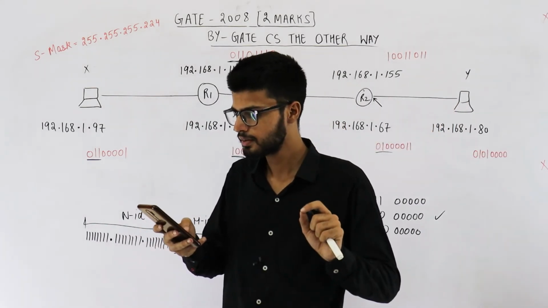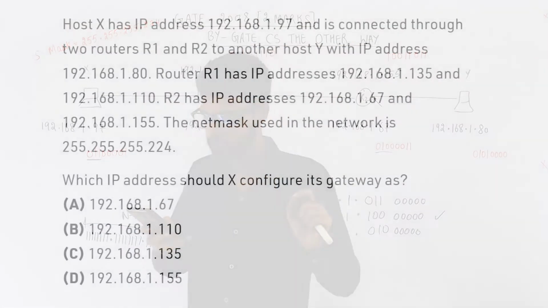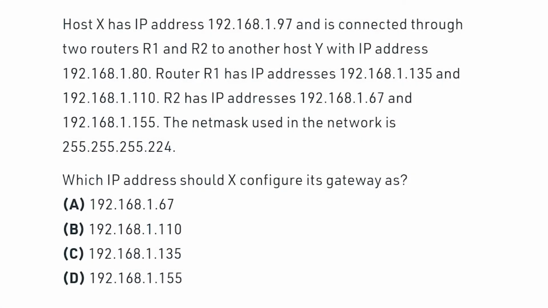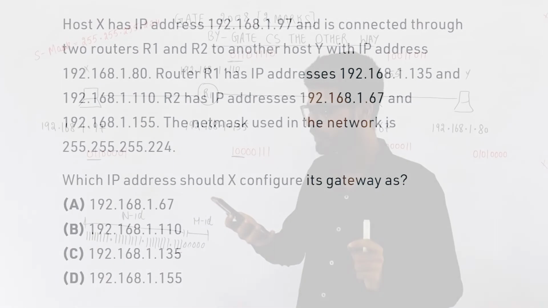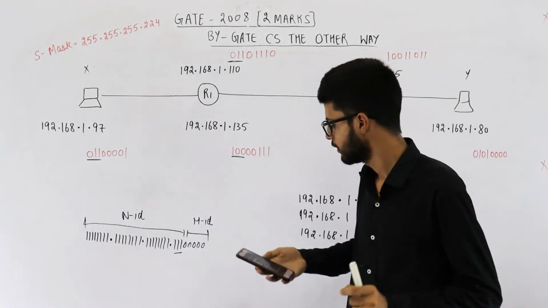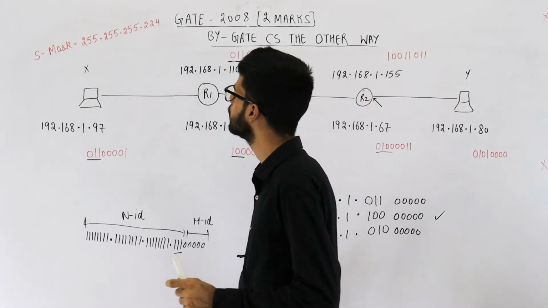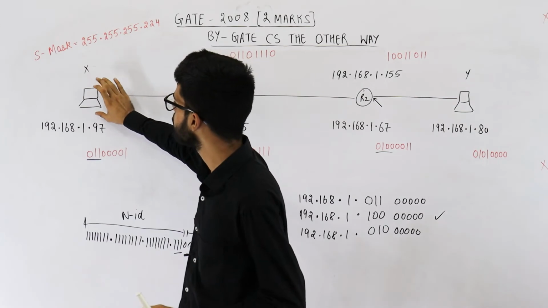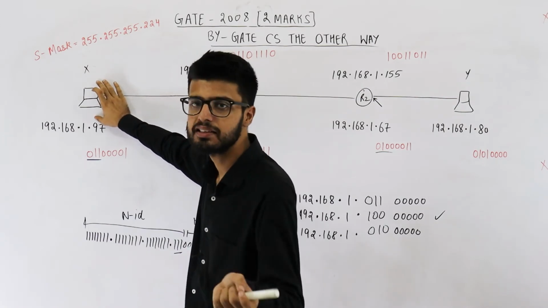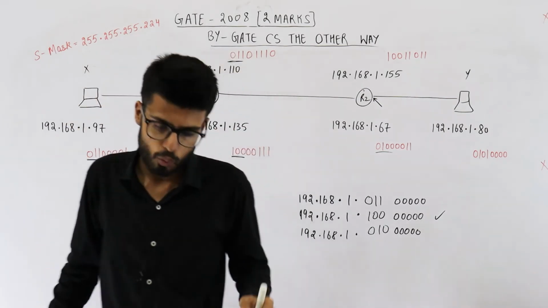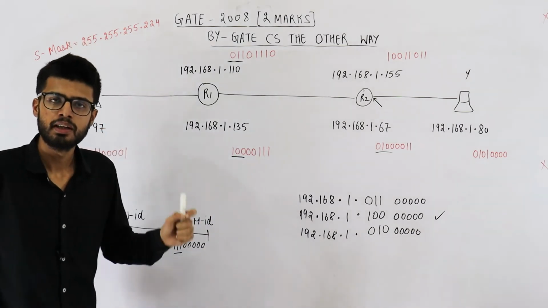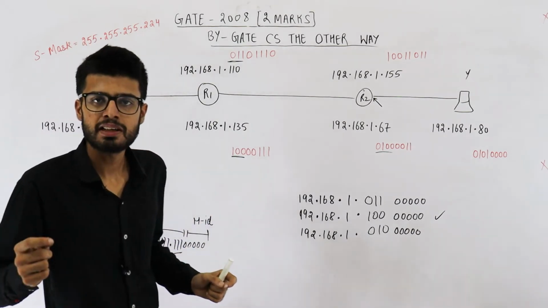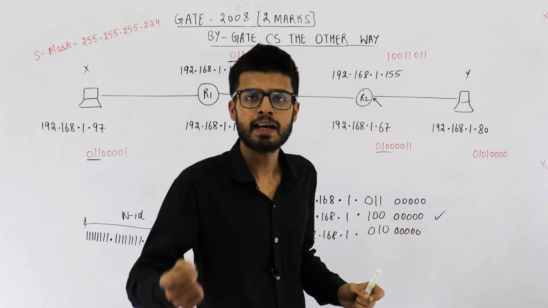Now I'm going to read the second question. Its statement is, which IP address should X configure its gateway as? So now we want to find what will be the IP address that is saved as the gateway of X. What is a gateway or default gateway? Gateway means whenever X wants to do some indirect delivery.